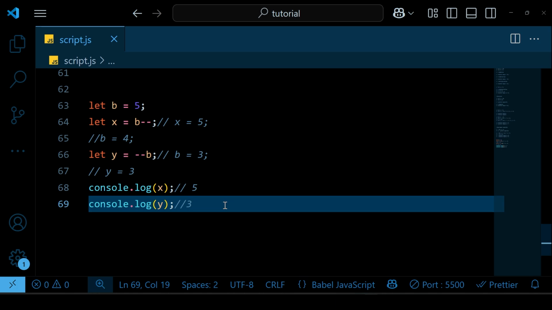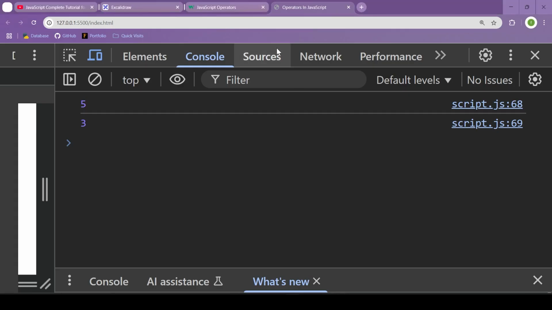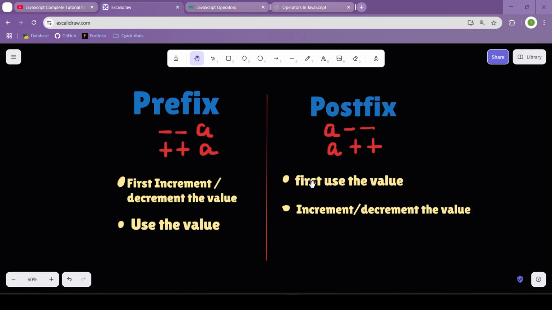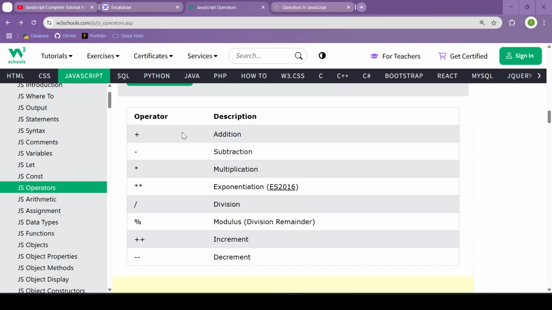So I hope now you have a good idea of the increment and decrement operators, as well as postfix and prefix. So yes, that's it for this video. I hope you understood the arithmetic operators in JavaScript in a much better way.